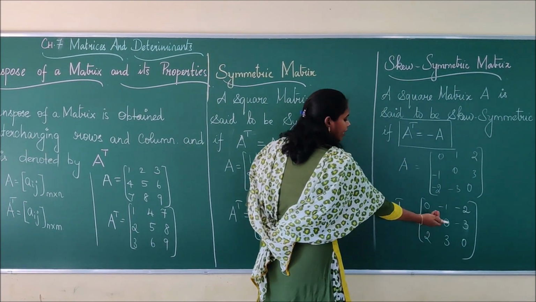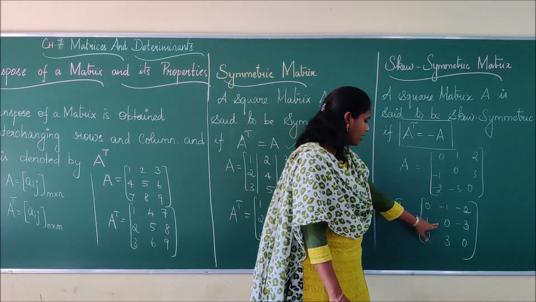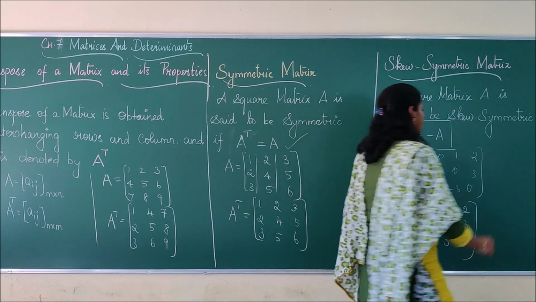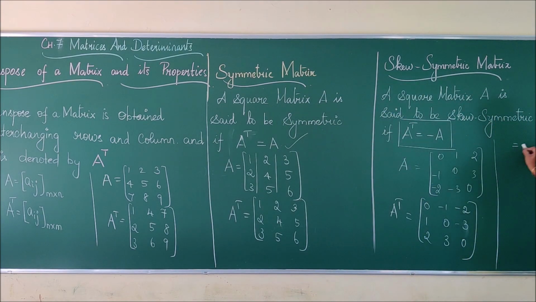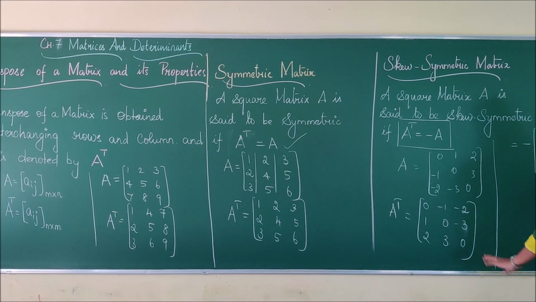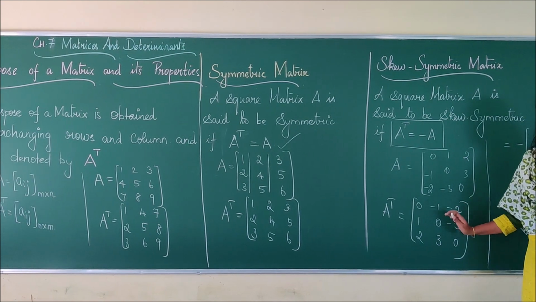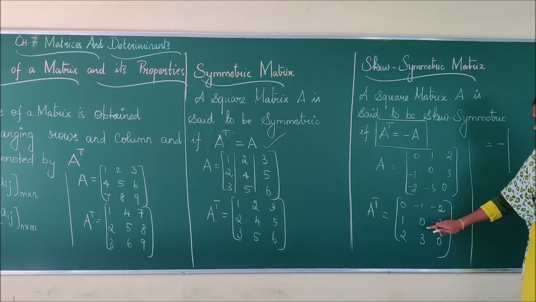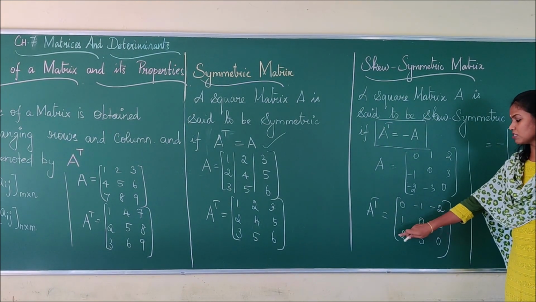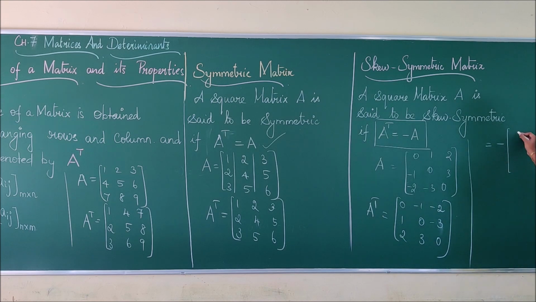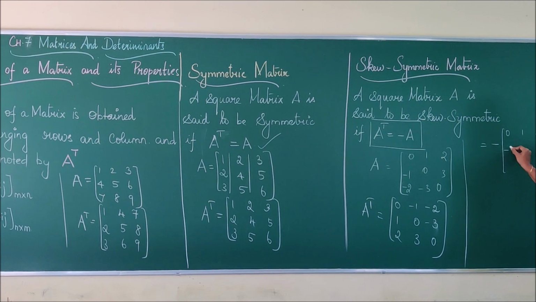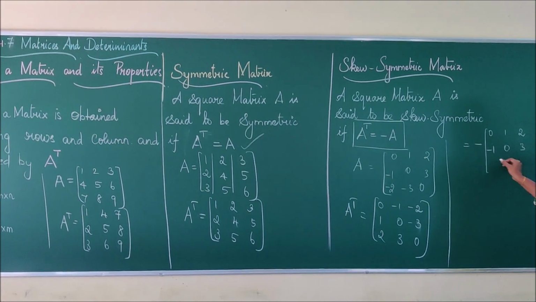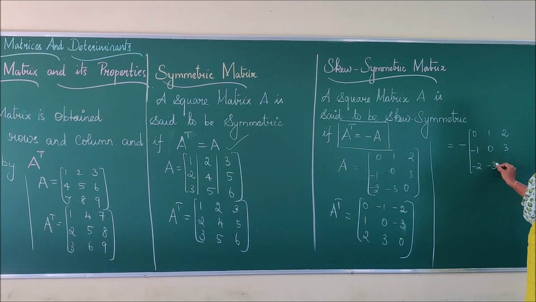See, if I take a minus from this, what is my value? I'm going to take minus from all the elements. If I take minus here, I'll be getting plus. This minus also will become plus. This minus also will become plus. And here I have plus signs. These plus will become minus. So I'll be getting 0, 1, 2; minus 1, 0, 3; minus 2, minus 3, 0.